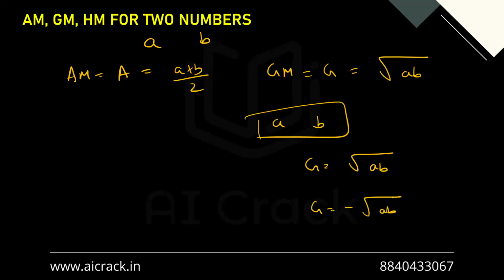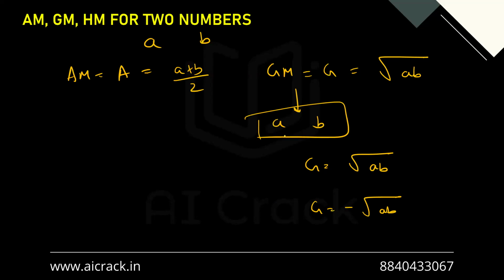Because it doesn't make sense to have any kind of mean between two negative numbers as positive, right? If you just write G as under root ab when both a and b are negative, that would be a positive term between two negative terms. That doesn't make any practical sense, right? It's a kind of mean, it has to be in between a and b.